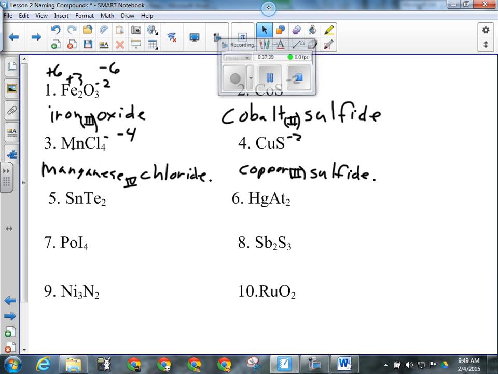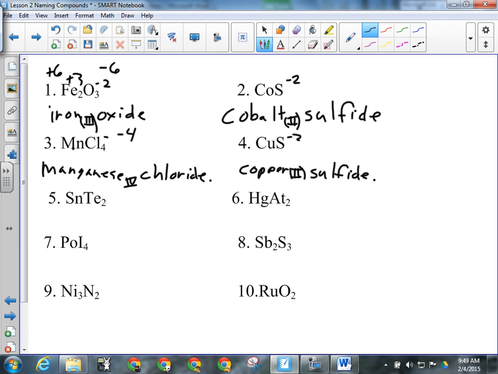All right, let's have a look at a few of these. For number 5, Sn is tin. It's one of those tricky ones that actually comes from its Latin name. So we've got tin and we've got telluride. Now, a bit tricky here. Tellurium is always a -2 charge, which means I have 4 negatives to get rid of. If there's only one tin, tin has to have a +4 charge. And that is one of its possible charges. Tin 4 telluride.